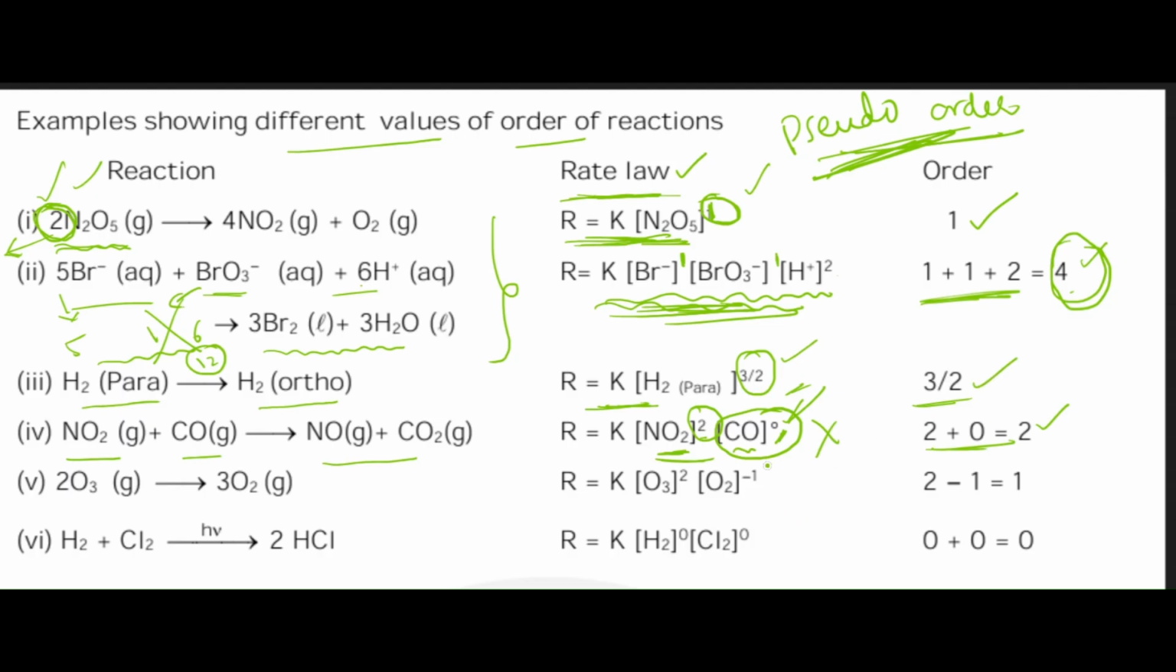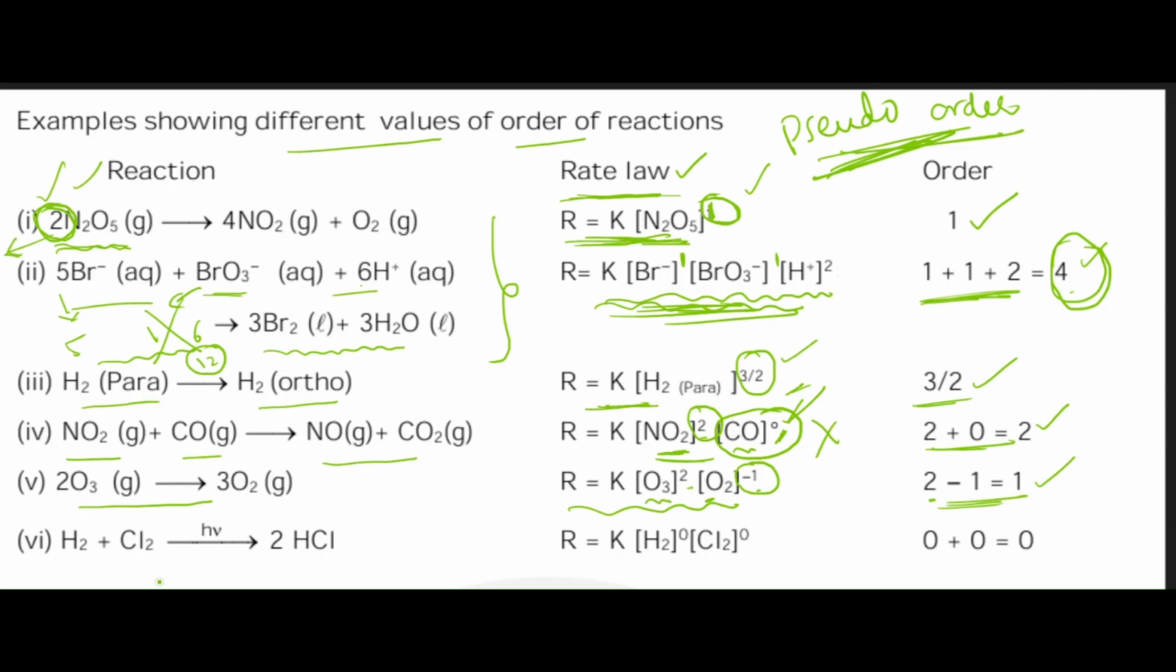Clear? Now similarly for this decomposition of ozone, what is the order of the reaction with respect to ozone as per the rate law? That will be 2, right? With respect to oxygen that will be minus 1. So therefore overall order will be 1. Clear? So sometimes negative order also will be there. I already told you it may be an integer, 0, fractional, whatever.